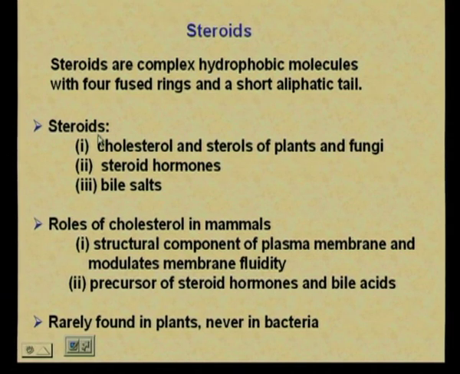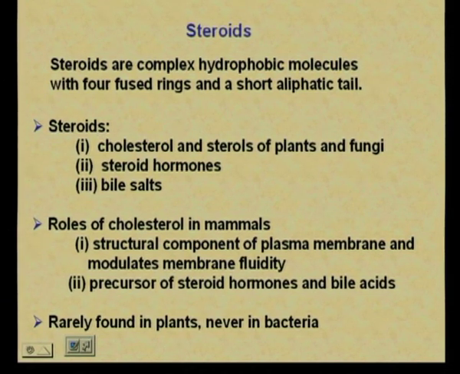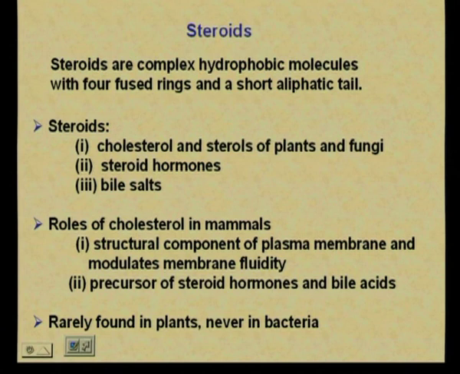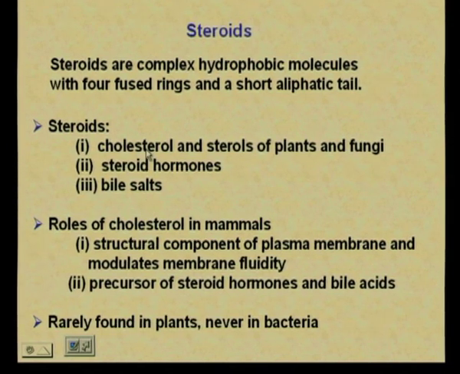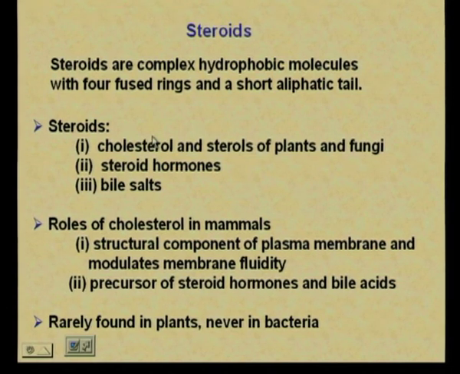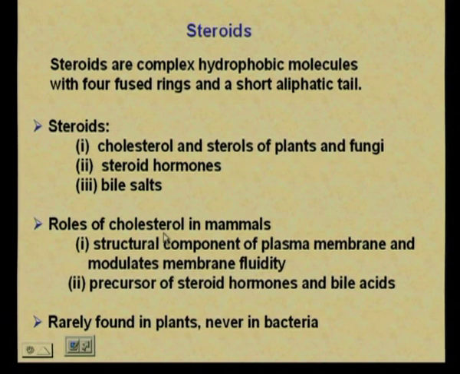When one of the groups at a particular position of the steroid is transferred to an OH, we call it a sterol. Okay? And we have cholesterol, sterols of plants and fungi, steroid hormones and bile salts. The bile salts that help in our digestion are all derivatives of cholesterol, which is why you have probably heard of gallstones. A lot of gallstones are made of cholesterol and a combination of these bile salts and cholesterol.